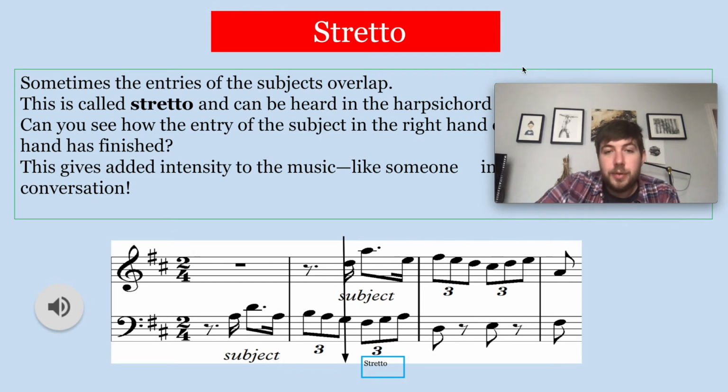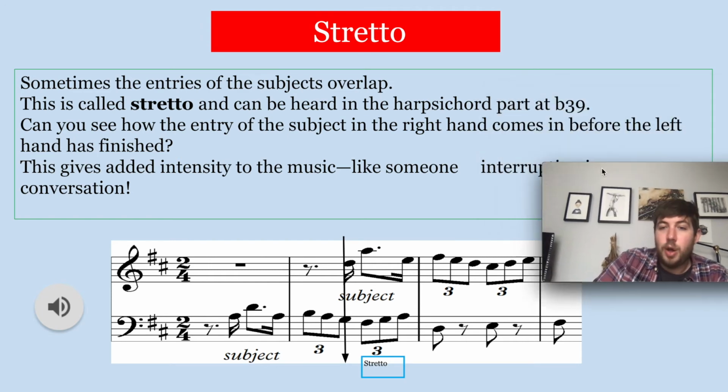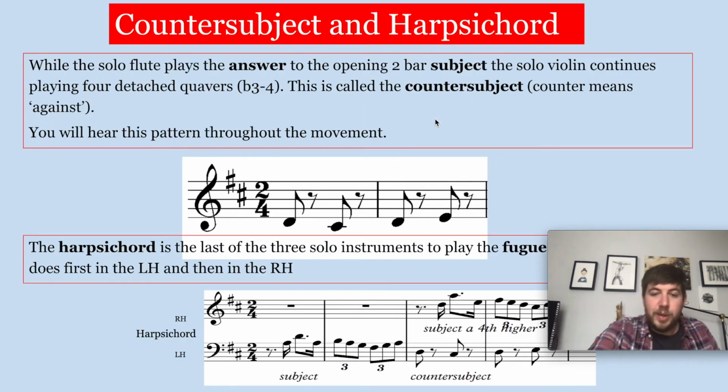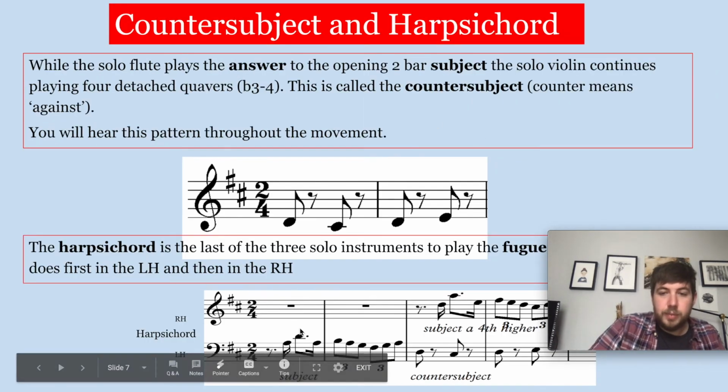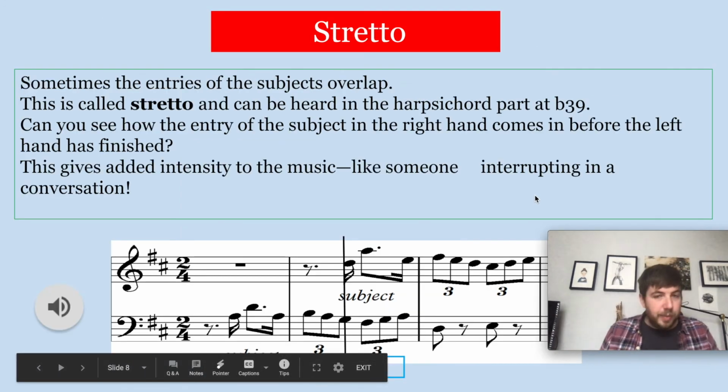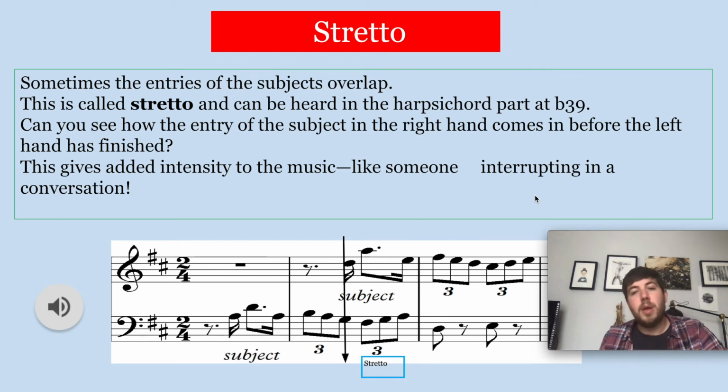Now sometimes entries of the subjects can overlap. So at the moment we've heard the dum, da, da, da, da, da, da, da, dum, and then when that finishes, the dum, da, da, da, da, da, da, da, dum, there's a little rest, and then it comes up again. Now, to add a bit more interest into the texture of this piece, we add what we call a stretto, which can be heard in the harpsichord part at bar 39. It's worth hearing it within the context of the piece.